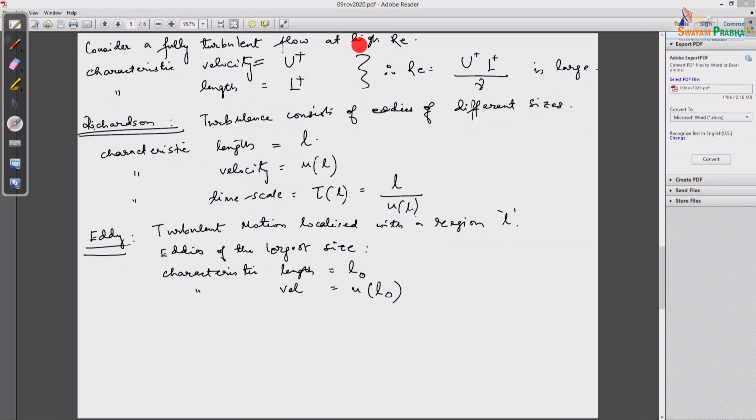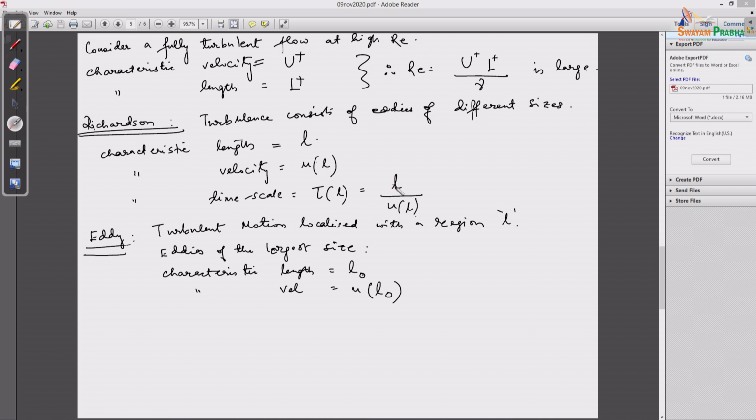So we said at a high Reynolds number, say characteristic velocity and length are denoted by a superscript plus, and the corresponding Reynolds number is large. Now, of course, as has been proposed by Richardson, the turbulence consists of eddies of different sizes. So let's say the characteristic length of such eddies is L, with a corresponding velocity and time scale.